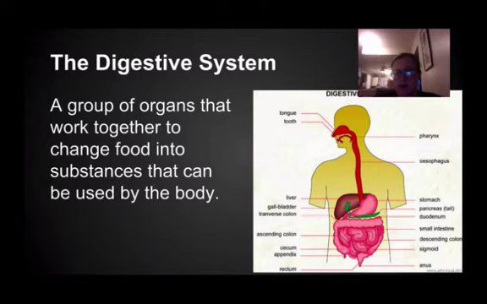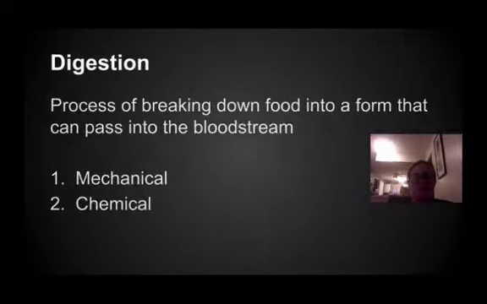So here we have a diagram of the digestive system, and the digestive system is a group of organs that work together to change food into substances that can be used by the body. So we eat food, but that's not in any form that our bodies can use, so the digestive system takes it and turns it into forms that all of the cells in our body can use. So digestion is the process of breaking down food into a form that can pass into the bloodstream.